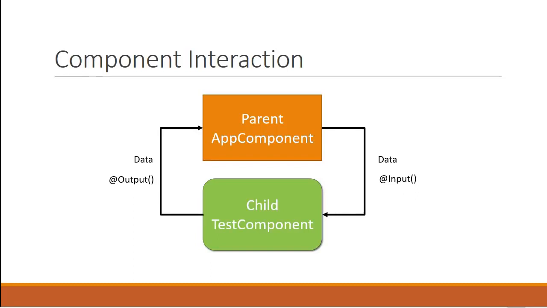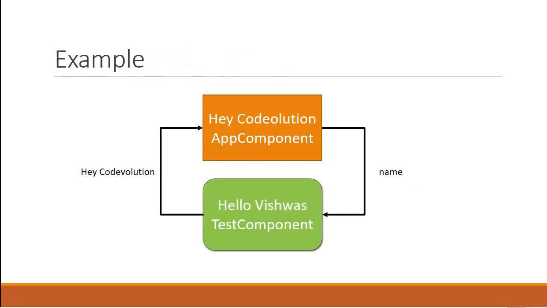Now for our example, here is what we will do. We will send a name from the app component to the test component. And in the test component, we are going to display hello followed by the name. For example, hello Vishwas. Similarly, we are going to send a message hey code evolution from the test component to the app component and display that message in the app component template. And first, let's take a look at sending data from the parent to the child.